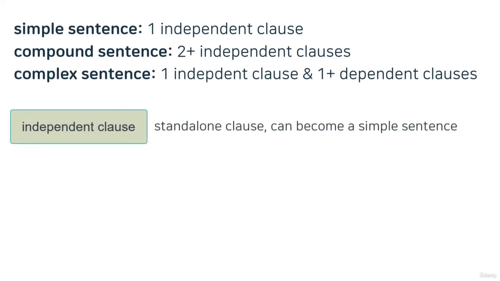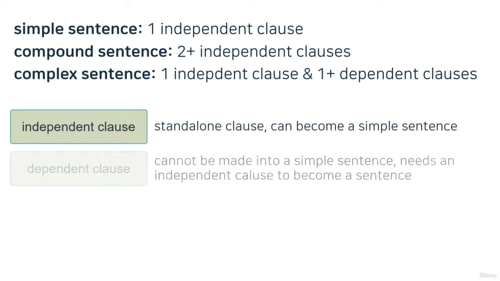Now, an independent clause is a standalone clause. We can put a period at the end and create a simple sentence. It's a complete thought. However, a dependent clause cannot be made into a simple sentence by adding a period at the end. For a dependent clause to become a part of a sentence, it needs an independent clause, which then results in forming a complex sentence.